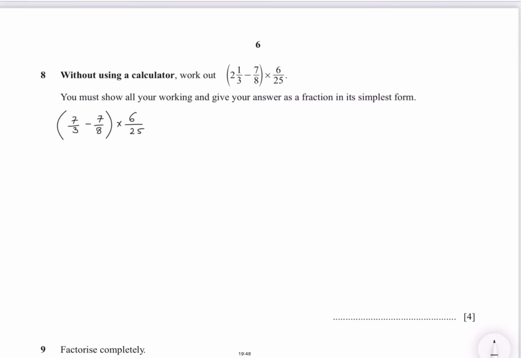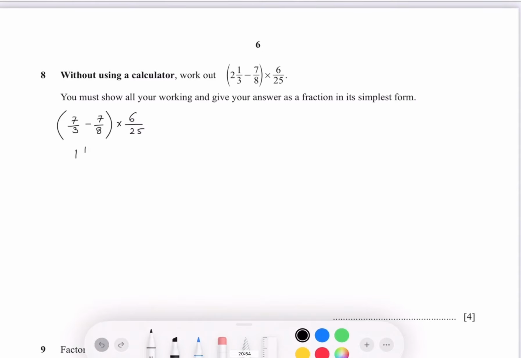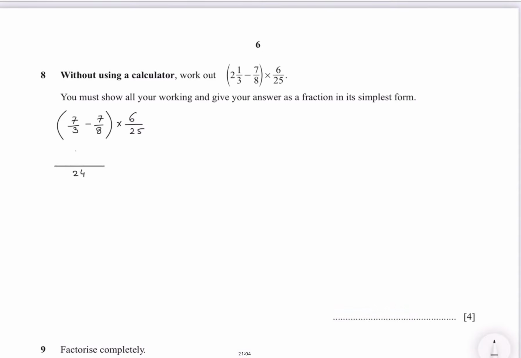Now solve the bracket first. Take its LCM, 24. Then solve it. So 7 over 20 is our answer.